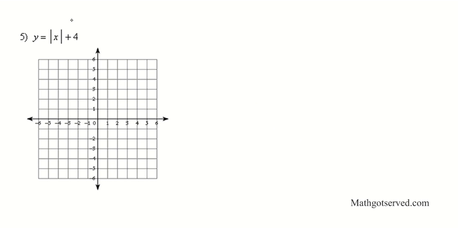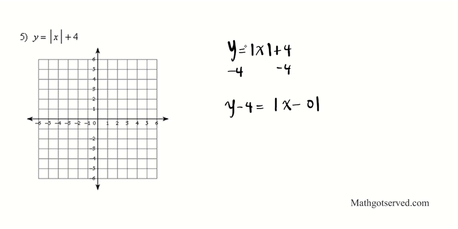Alright, last but not the least, number 5. I'm going to put this function in the general formulation. So we have y equals absolute value of x plus 4. To put this in the general form, I'm going to subtract 4 from both sides. So we have y minus 4 equals the absolute value of x minus, since there's no number there, just put a 0. Okay? And you have a 1 in front of the absolute value bars for a, because there's no number there, you put the multiplicative identity, which is just 1.